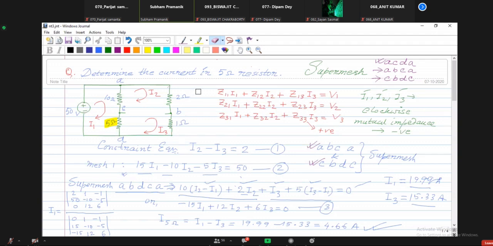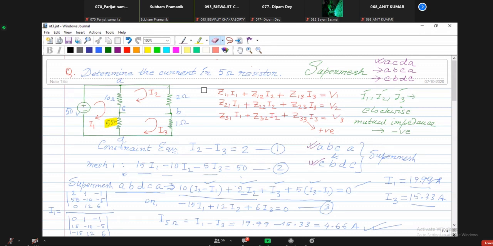So what will the super mesh equation be then? See, through 10 ohm, which currents are flowing? I2 and I1. What is the effective current? I2 minus I1. Why not I1 minus I2? Because you are writing the equation for the super mesh, and when you are writing a mesh equation, the mesh current gets the highest priority. That is assumed to be greater than the other current. That's why it is I2 minus I1, not I1 minus I2.